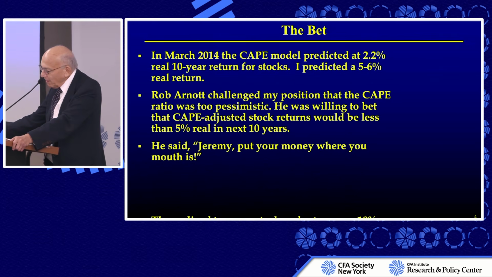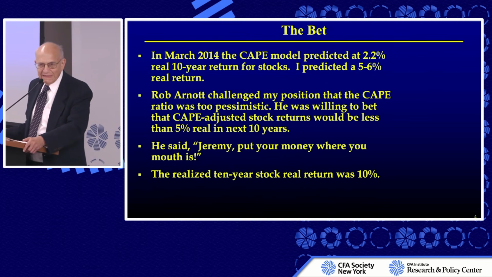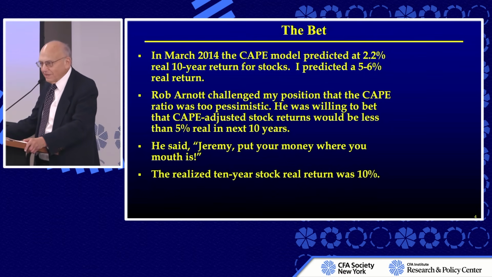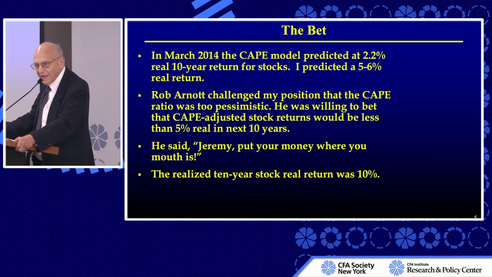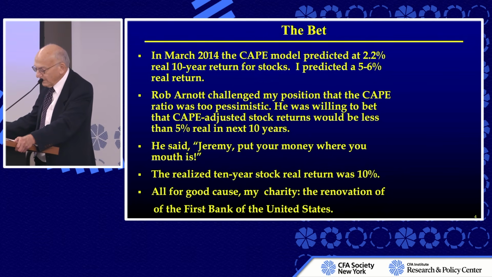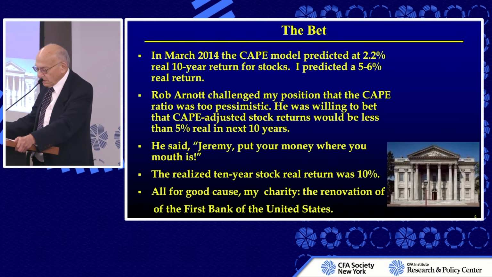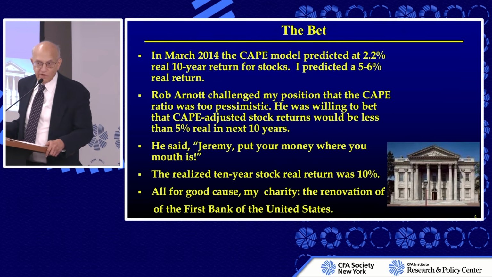Well, what was interesting, the 10-year realized stock return was 10%. Now, CAPE-adjusted was lower, but still well above our minimum. It was so complicated. When you transfer $1 million, you have to adjust for the gift taxes and all sorts of stuff like that. So I made a suggestion, and you can do that too with your friends when you bet. Have each one of them give it to your favorite charity, and then you just get the tax deduction. My charity was the renovation of the First Bank of the United States, which has been closed for 65 years.